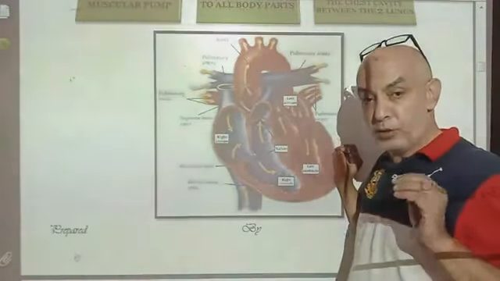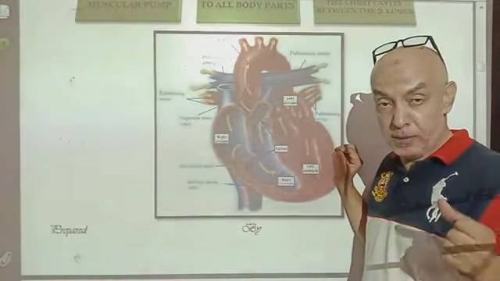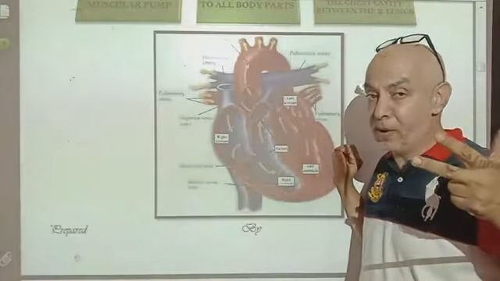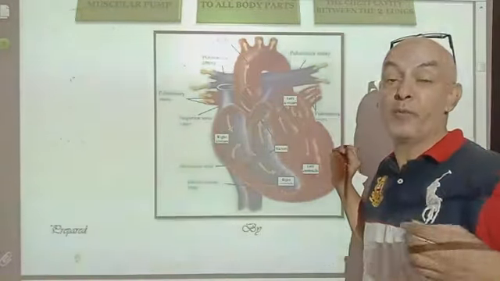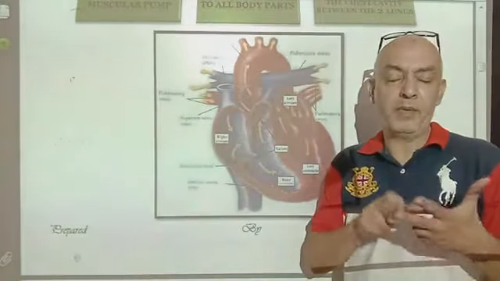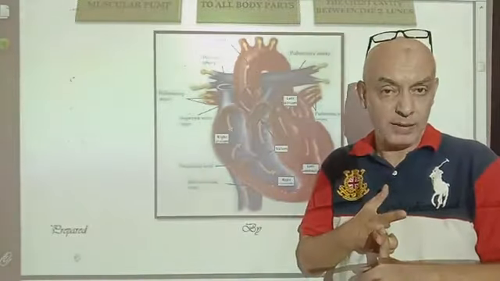So, to simplify what I have explained, your circulatory system is responsible for transporting digested food, oxygen and water to all parts of the body, and transporting waste to some organs to get rid of it. It consists of three main parts. Number one, the heart. Number two, the blood. Number three, the blood vessels.